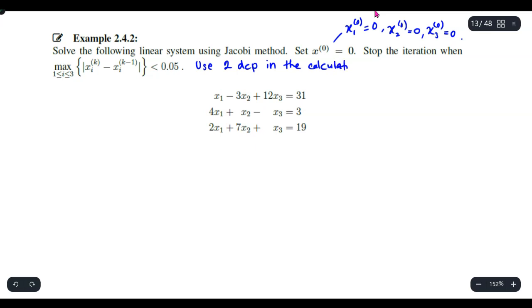Before we proceed with the Jacobi procedure, first we need to make sure the coefficient matrix of our system, the matrix A, is strictly diagonally dominant, an SDD matrix, because that is the condition for the Jacobi method to converge to the correct solution. So what is strictly diagonally dominant, and how do we identify it? It is pretty simple.